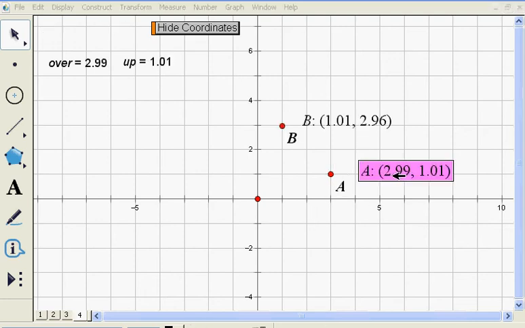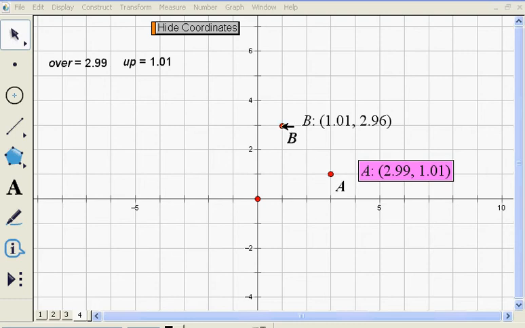So here are 2 points. A is at 2.99 and 1, so about 3 and 1, and B is at about 1 and 3. So they're at two very different locations. And if everyone doesn't agree that they're going to be in the same order, there could be some major confusion.